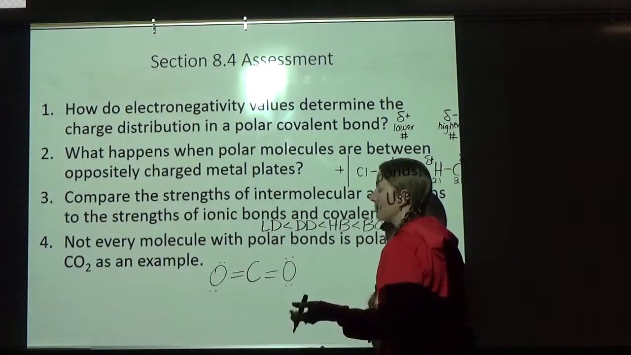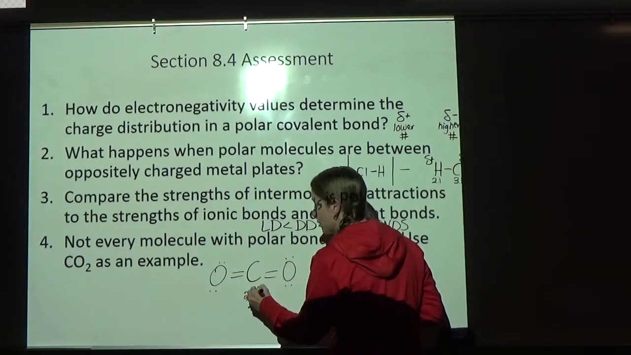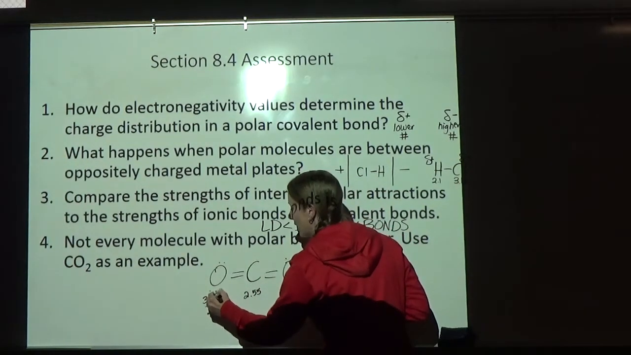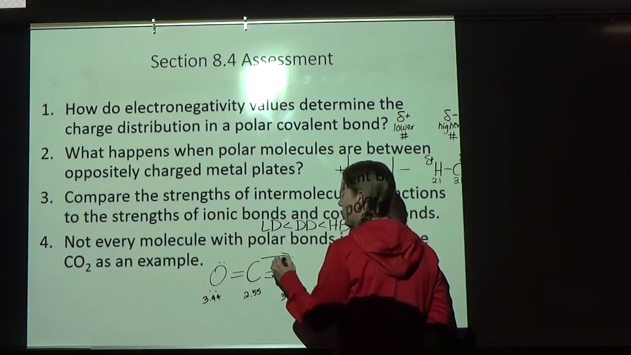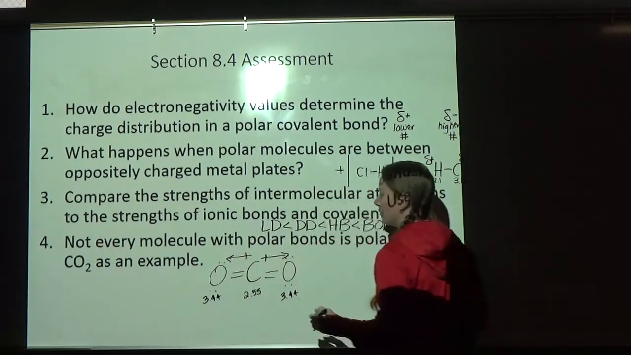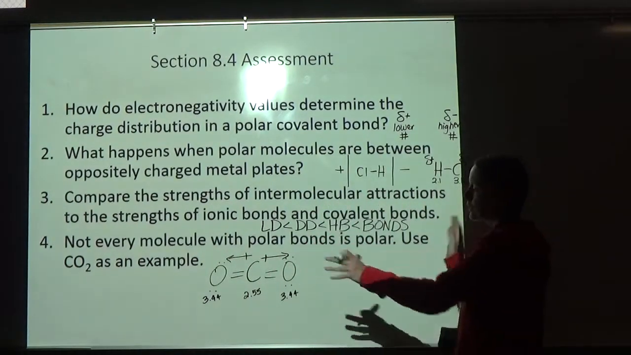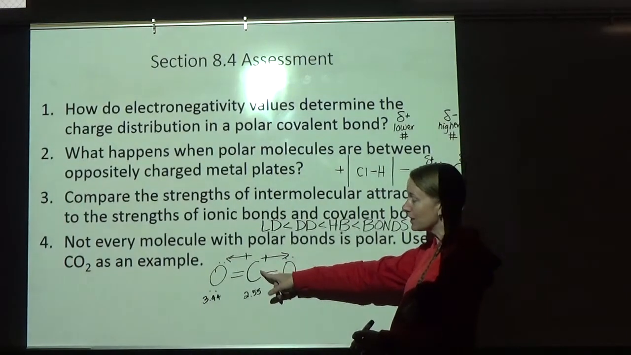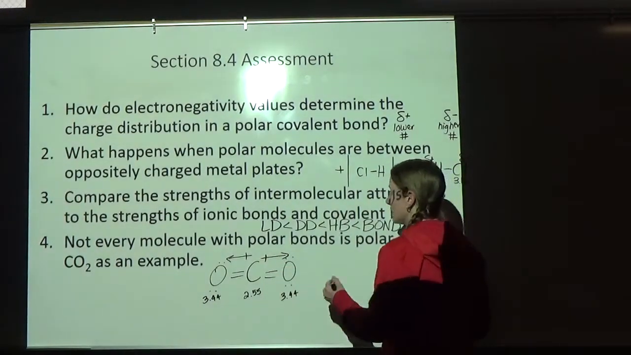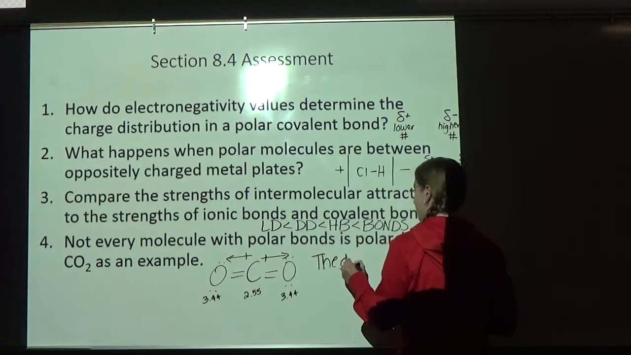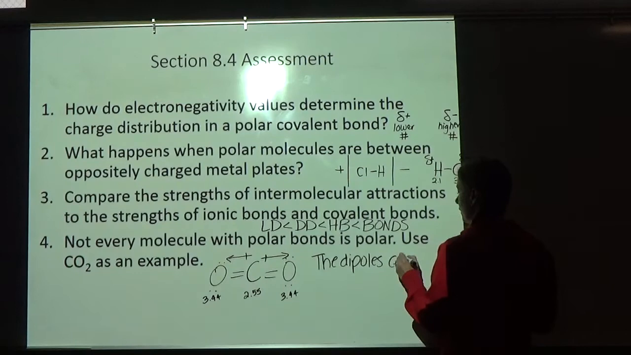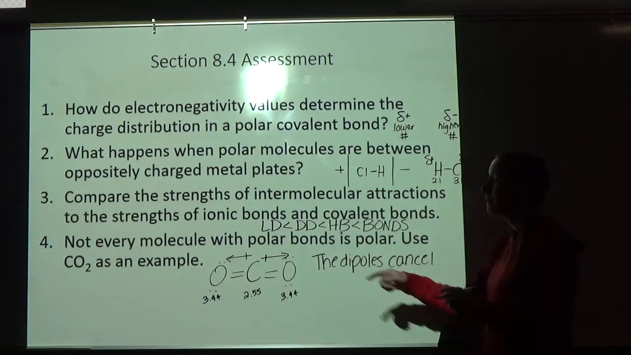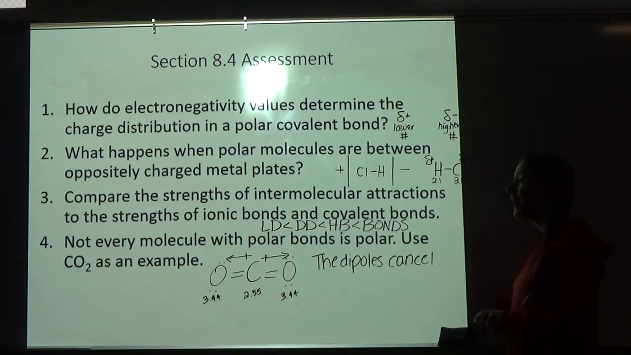All right, so C has an electronegativity of 2.55. O has an electronegativity of 3.44. That means my dipoles are going to point towards my O's. So since they're in opposite directions, because this is a linear molecule, it's not bent, they cancel out. So the dipoles cancel. That's where the shape becomes incredibly important, because if this had been a bent molecule, they wouldn't cancel, and then overall that molecule would be polar.